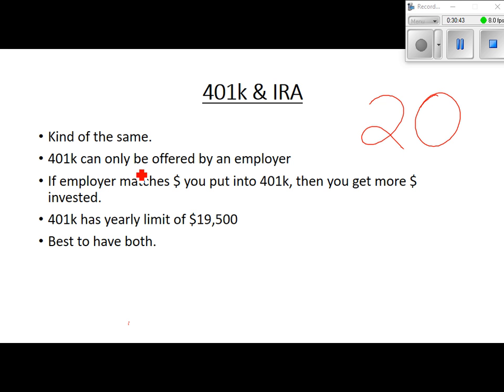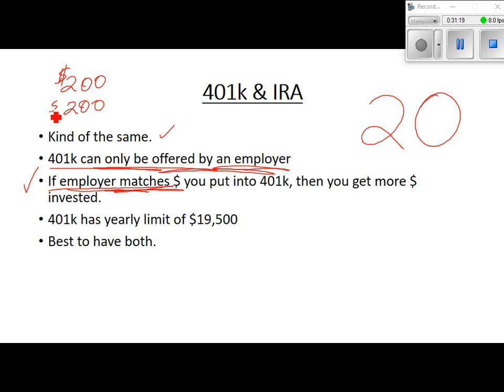Another kind of retirement plan that's sort of like an IRA is a 401k. Some companies offer a 401k, some don't. A 401k, again, is sort of the same as an IRA. A 401k can only be offered by an employer, so it has to go through your employer to have a 401k. A 401k is a very good thing if the employer matches the money you put in. What that means is if I put in $200 out of each check, they match it and put in $200. So it's like I'm doubling the money that's getting put in there.